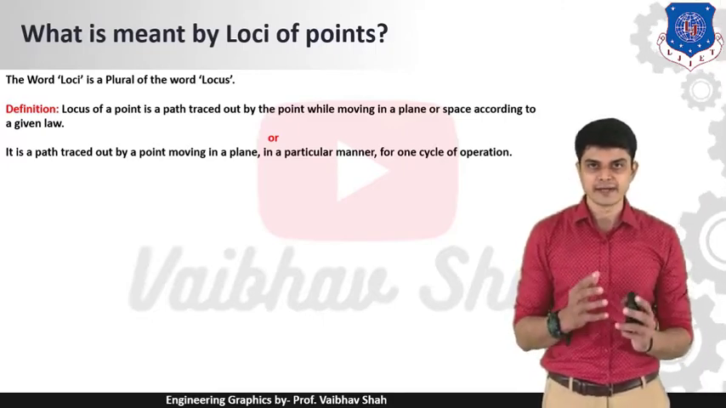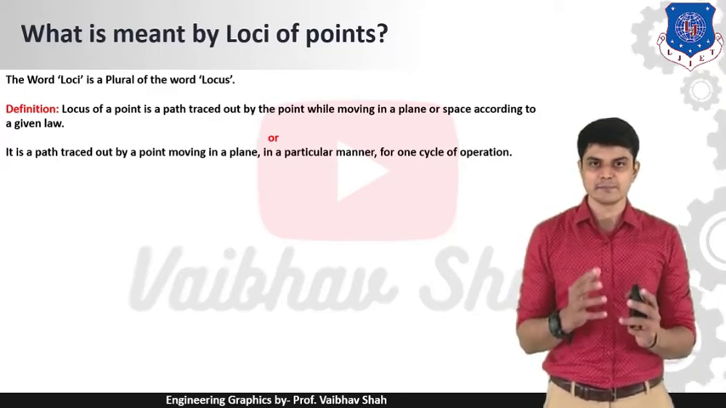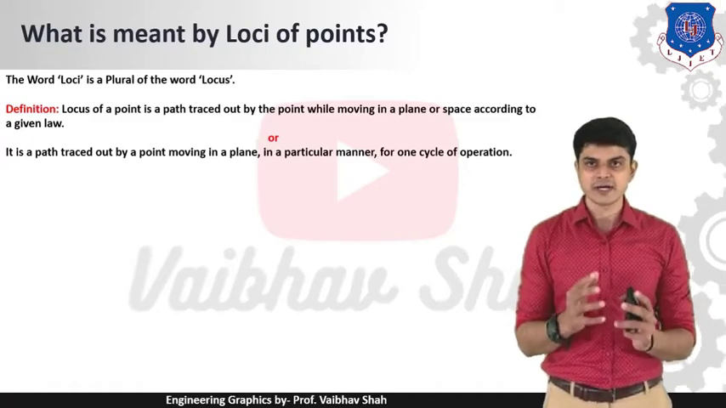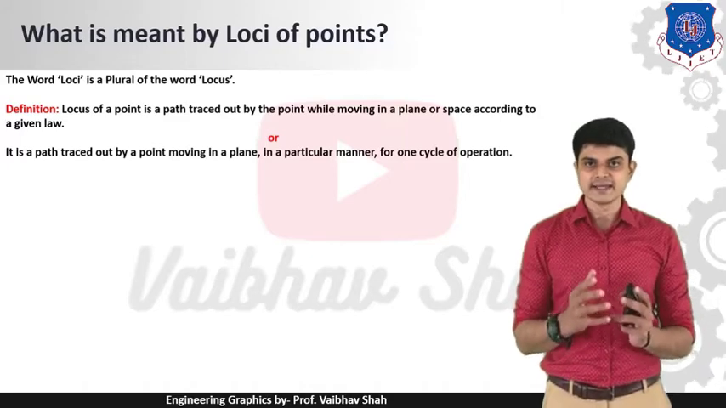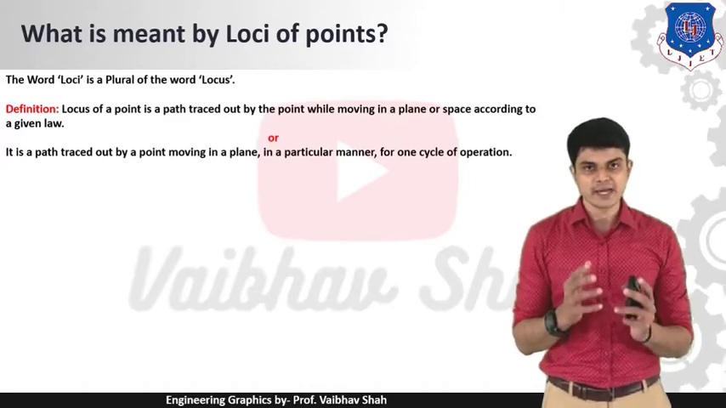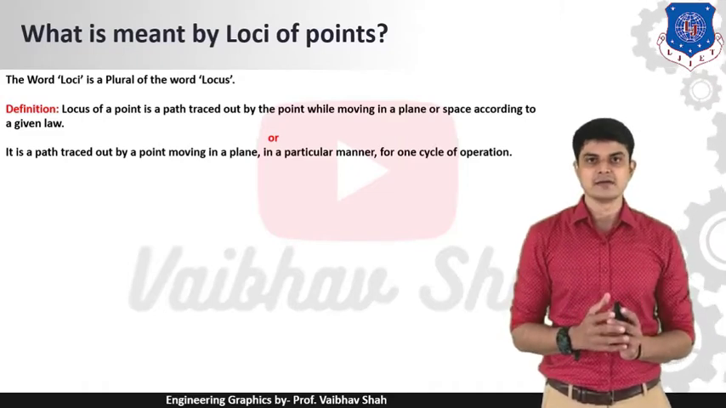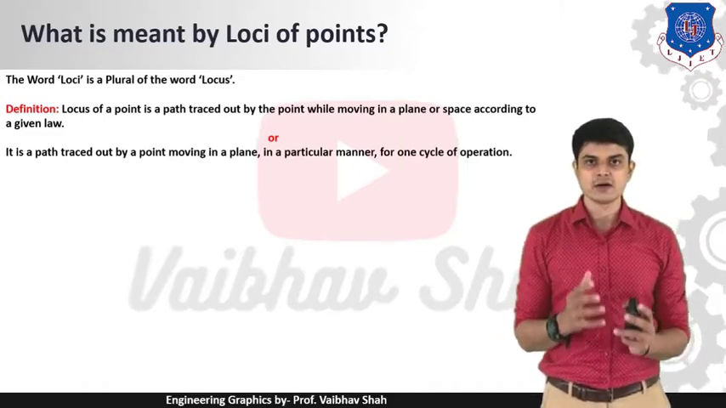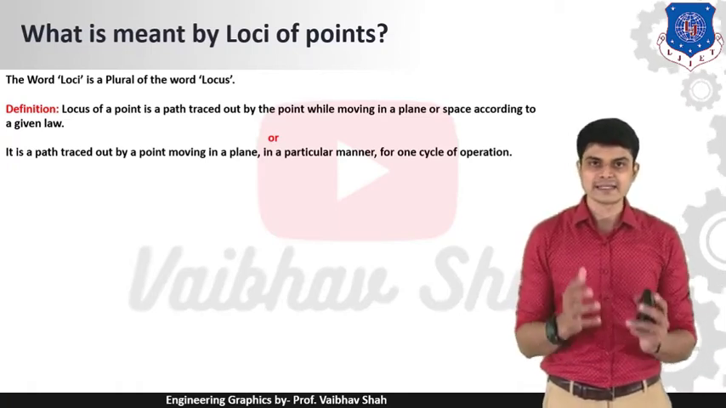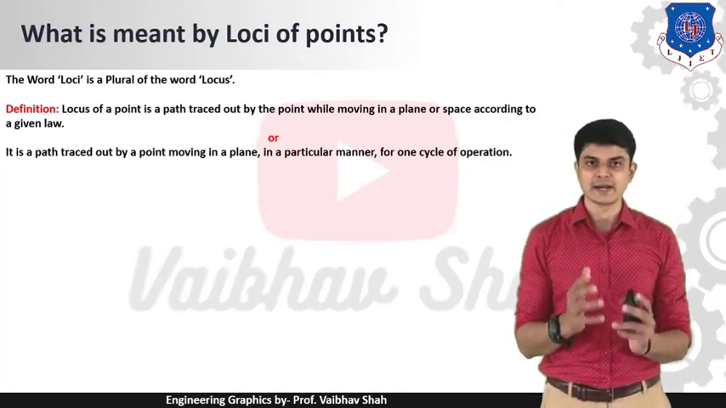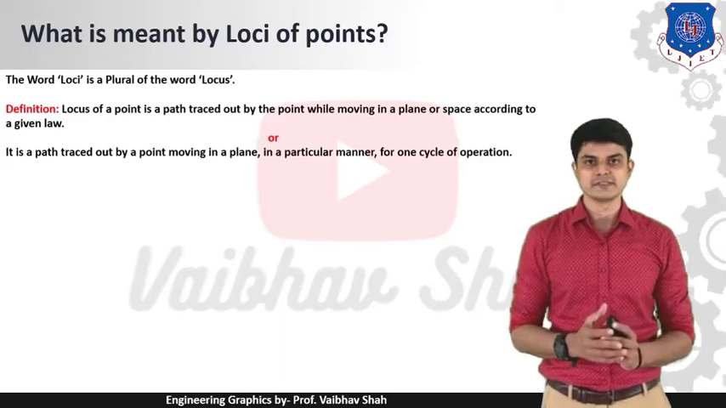Locus of a point is the path traced out by the point while moving in a plane or space according to a given law. Or it can be specified as a path traced out by a point moving in a plane in a particular manner for one cycle of operation. It seems difficult, right? Don't worry. Let us understand this by taking one example based on locus or loci of points.